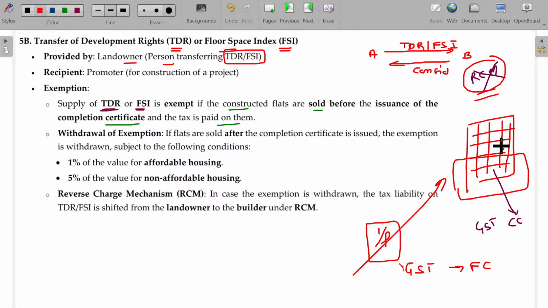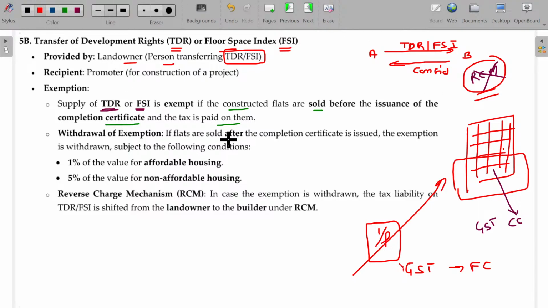Apart from that, while constructing, you put lots of inputs, right? Cement, sand and stones, steel and all. For that, you need to pay what? GST under forward charge. Is that okay? If forward charge is missing, sir, what happens? Then on RCM basis, you have to pay the tax, right?